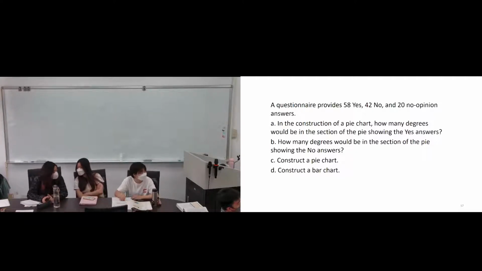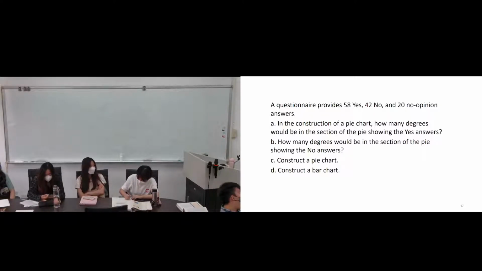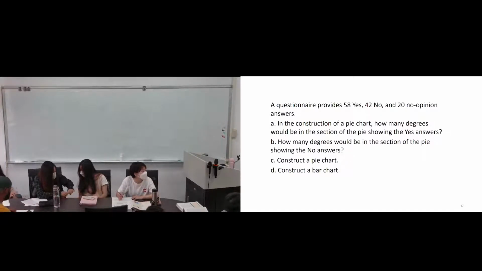A questionnaire provides 15 yes, 42 no, and 20 no opinion. There are 4 questions. In the construction of a pie chart, how many degrees will be in a section of the pie showing the yes? And how many of them will be in a section of the pie showing the no? And C asks us to construct a pie chart. And D asks us to construct a bar chart.